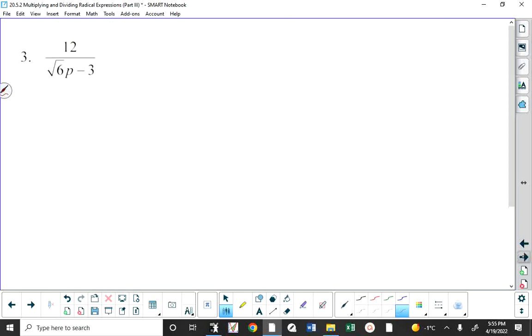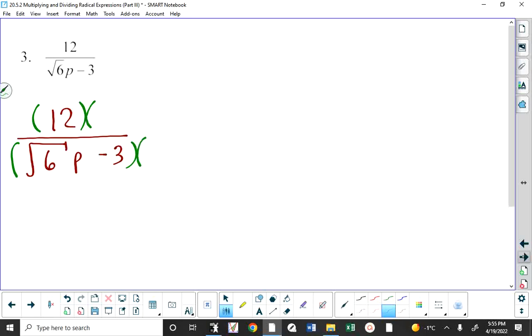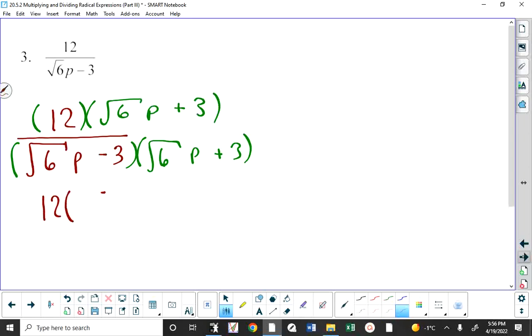Next one, 12 over root 6p minus 3. I want you to notice that in this case, that square root sign, if you look very carefully, does not extend past the p. The number is the only thing that's in the radical, minus 3. So we're going to multiply the top and the bottom of this by the conjugate of the bottom, which would be the square root of 6 times p plus 3 again. Let's leave the top in factored form. We'll leave the 12 out.